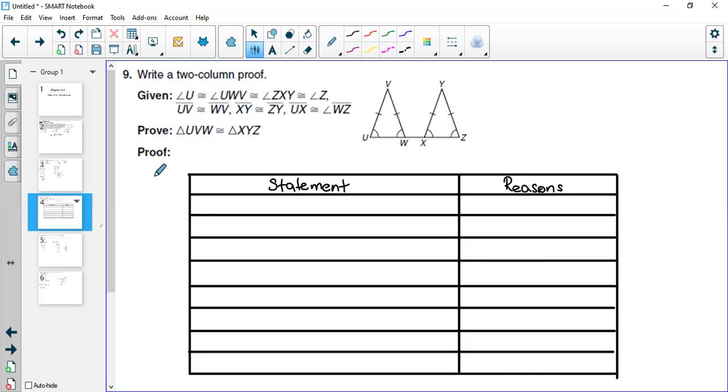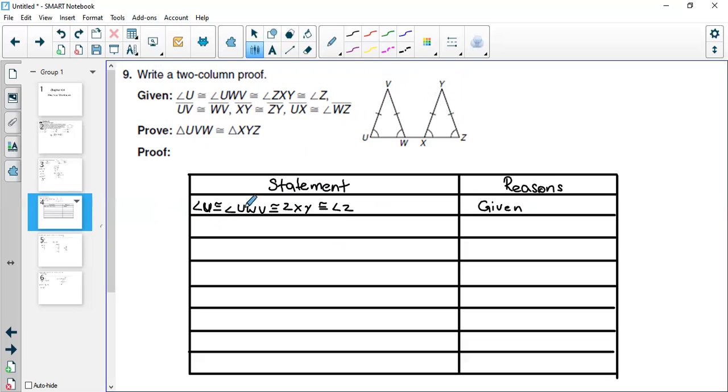So first they have given this information. Let's say angle U is congruent to angle UWV, which is also congruent to ZXY, which is also congruent to angle Z. And this information is given. Okay, now what can we derive from this information? Now you could say that because angle U is equal to UWV and ZXY is congruent to angle Z, you could say that angle V and angle Y are equal, right?